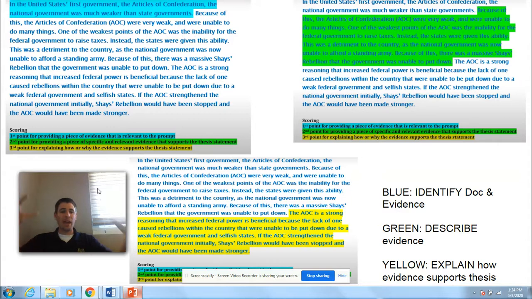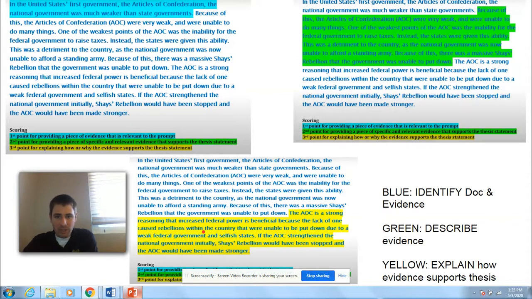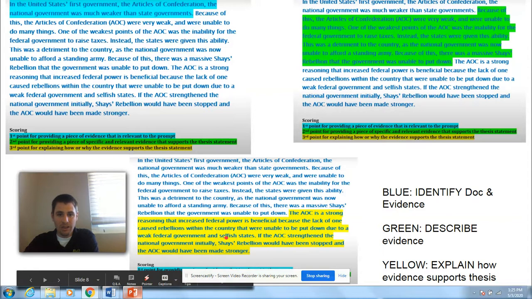Each of your evidence paragraphs, the last sentence, I would restate my thesis with the because and why my document specifically addresses and answers the thesis. So why is the increased federal power beneficial? Because the lack of one caused rebellions within the country that were unable to put down due to a weak federal government and selfish states.